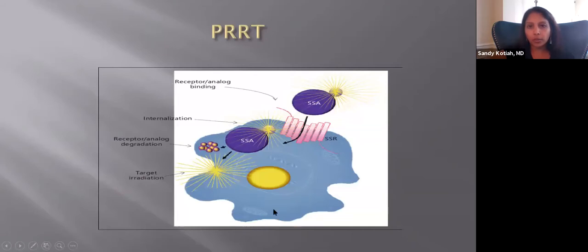So this is how PRRT works. You have the somatostatin receptor on the surface of the cancer cell, and you have the somatostatin bringing this radiation emitter to the cells, and it gets engulfed by the cancer cell, and it releases a short burst of radiation inside the cancer cell to help control tumor growth and stop the cancer from growing.